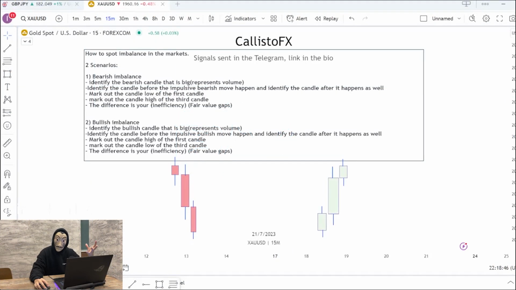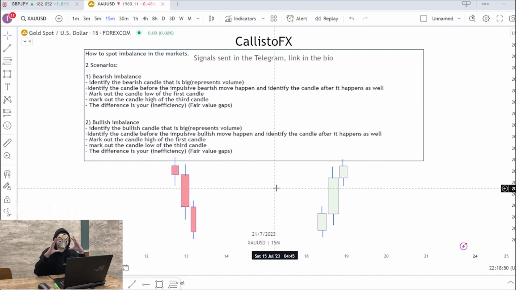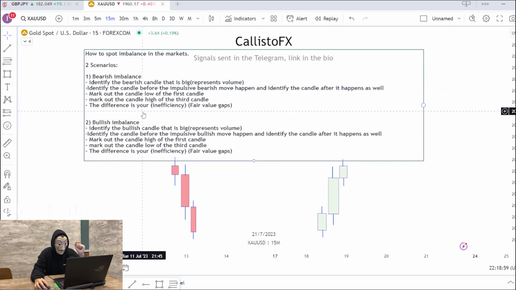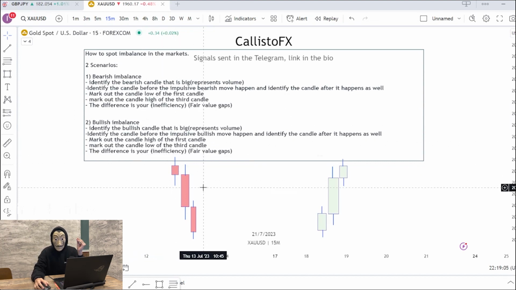So how do we spot imbalance in the market? There are essentially two scenarios. I've written them out very clearly in steps for you to write down in your journal or notes, because this is very important in identifying how imbalances, or fair value gaps, or inefficiencies, whatever you want to call them, are formed. Very simple.